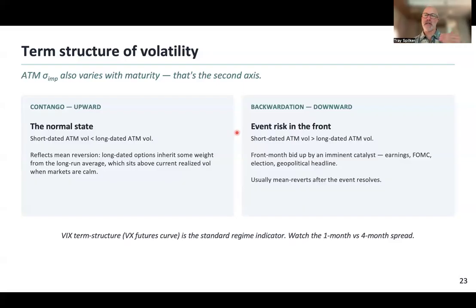Basically, the front of the curve, meaning near dated options, get bid up because the market needs to price in some imminent event, right? Something very near term. And then once the event passes, then the term structure will revert back to contango. So the VIX term structure is watched closely as a regime indicator, actually. The implied volatility of the VIX on the S&P 500. So again, it's a very forward-looking instrument that traders, not only option traders, but equity traders, bond traders, macro event traders tend to look at is the VIX.